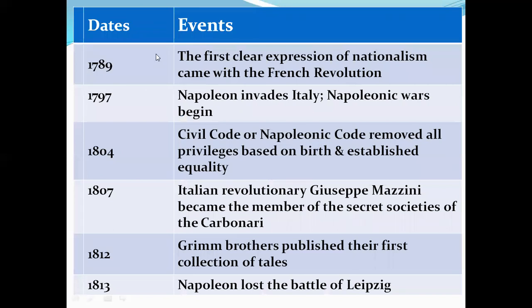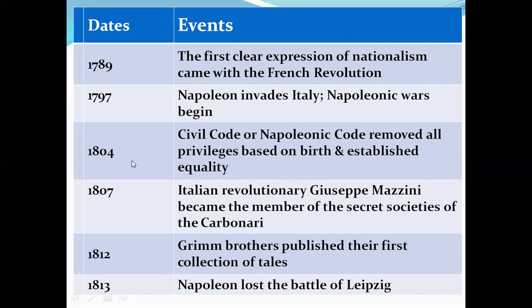The first event about nationalism in Europe is 1789, the French Revolution. The first clear expression of nationalism came with the French Revolution. After the fall of direct rule in France, Napoleon came into rule. 1797, Napoleon invaded Italy. This is called the Napoleonic War begins.